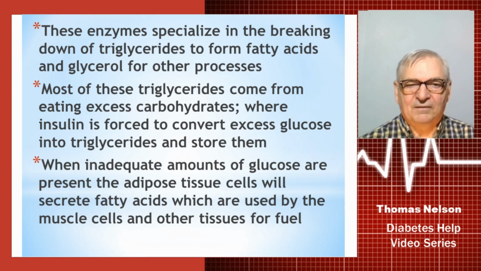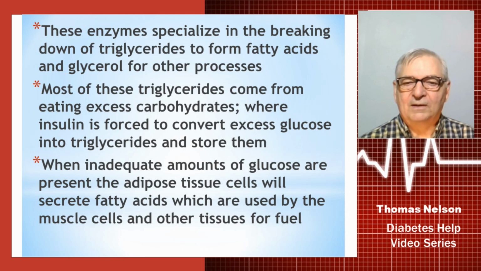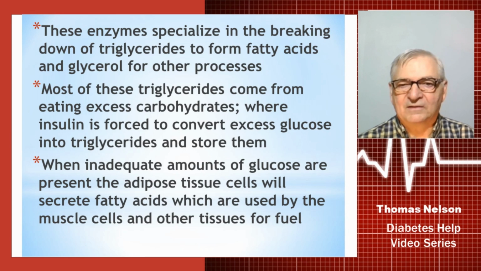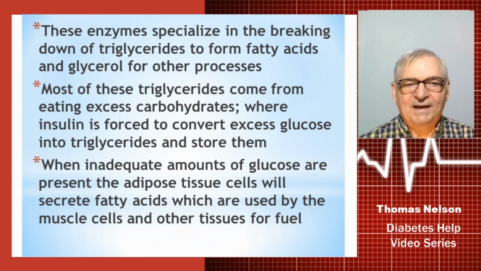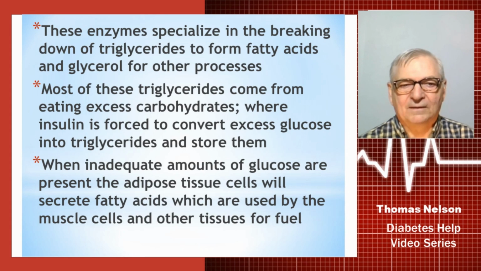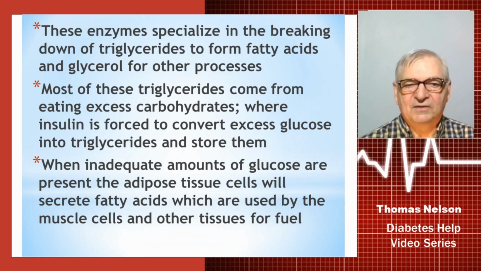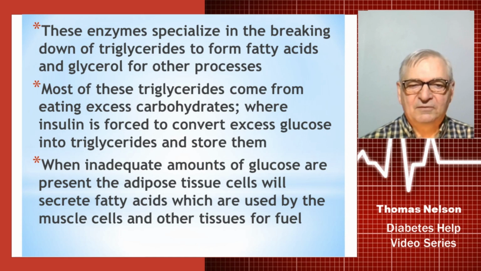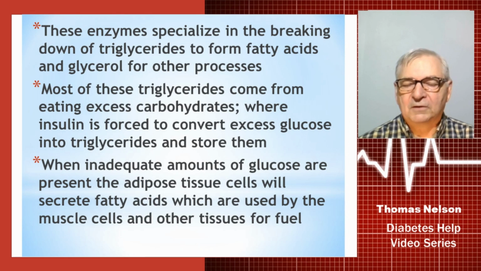Most of these triglycerides come from eating excess carbohydrates, where insulin is forced to convert the excess glucose that your other cells could not take up. They had stuffed their warehouses full. So the excess was converted into triglycerides, and they are stored in your fat cells. So when adequate amounts of glucose are present, the adipose tissue cells will secrete fatty acids, which are then used by the muscle cells and other tissues for fuel on a regular basis, but a limited amount.